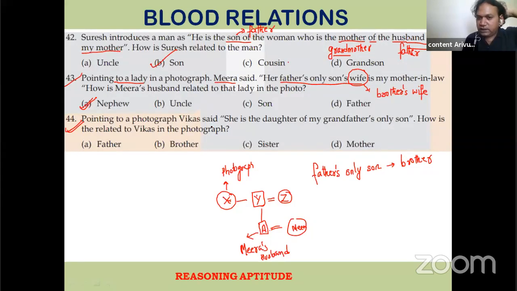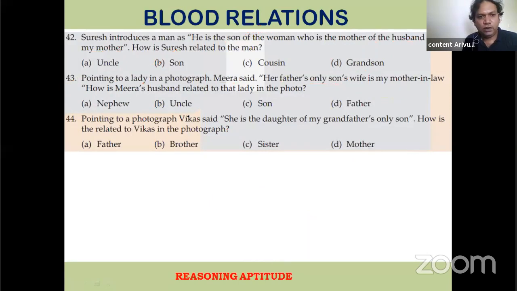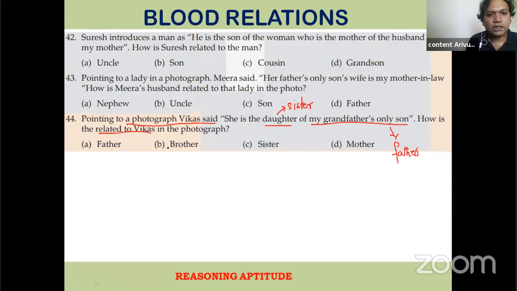Pointing to a photograph, Vikas said, "She is the daughter of my grandfather's only son." My grandfather's only son, let's say father. Daughter of father is sister. How is the lady in the photograph related to Vikas? The answer would be she is the sister of Vikas. So 44, the answer would be C. Because my grandfather's only son is father, and she is the daughter of father, so sister.